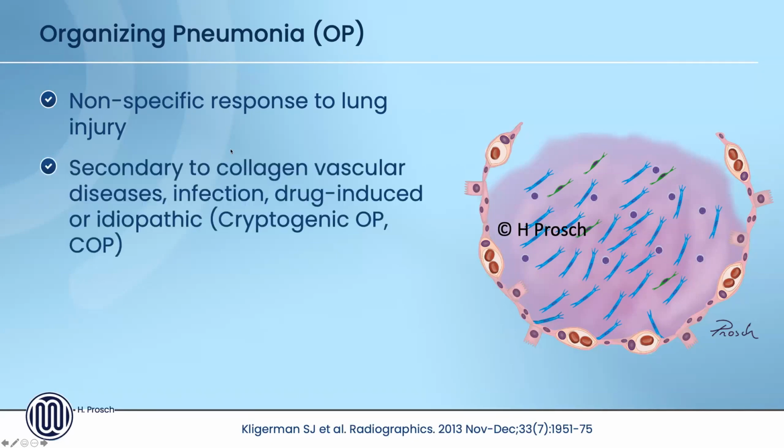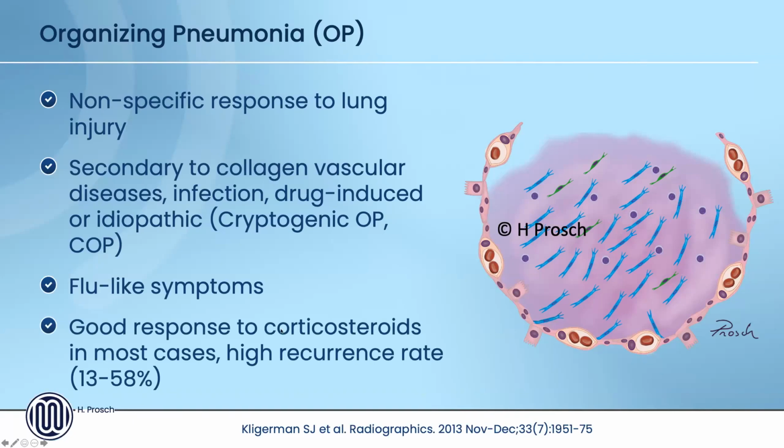And this is, again, the consequence of a non-specific response to lung injury, and can be seen in collagen vascular or connective tissue diseases, which is a very common cause of this organizing pneumonia. In the context of infections, it can be drug-induced or idiopathic. And the problem is it presents frequently with flu-like symptoms, and this is the reason why so many patients get a treatment for pneumonia first. And this usually has quite a good response to steroids. However, you have to treat patients for quite a long time.